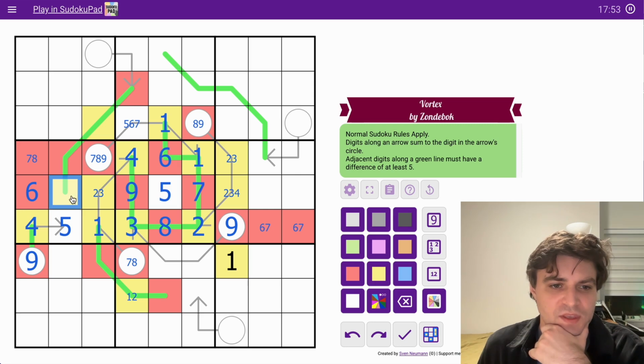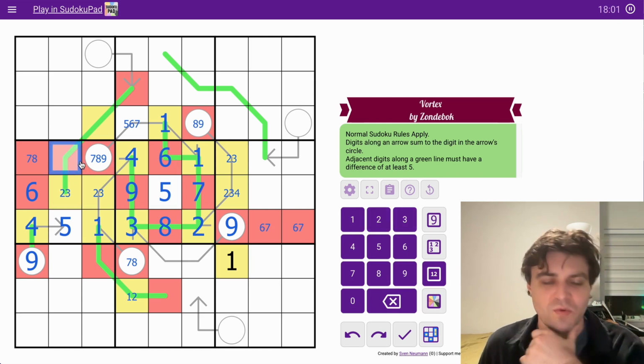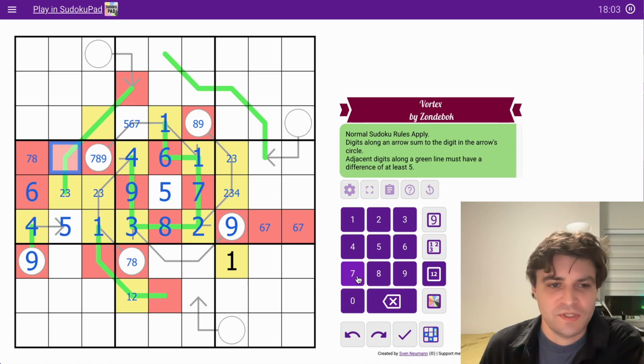Nice. If you're a low number and you're in this region, the only low numbers that you're allowed to be are 2 and 3. And if you were a high number, you are only allowed to be 7, 8, or 9. One is going to force the other to be something. If this is a 3, then this can't be a 7, for example. But this looks good.